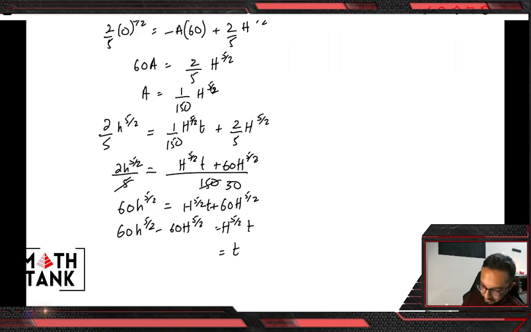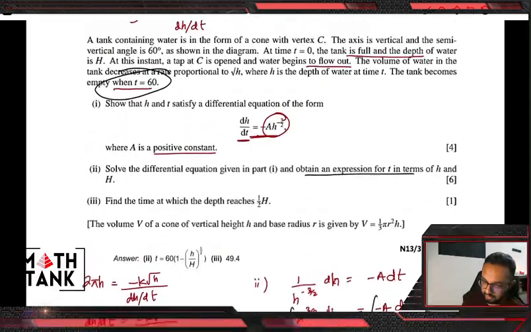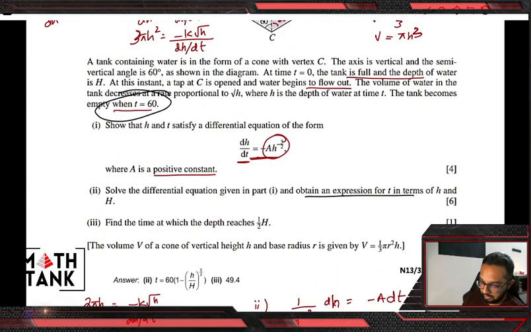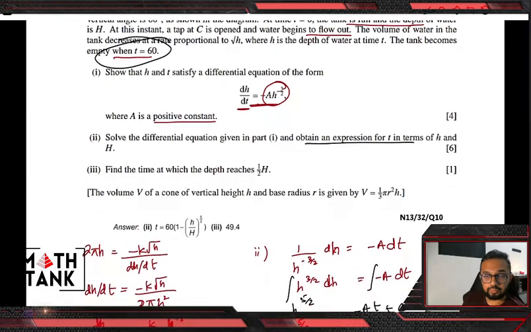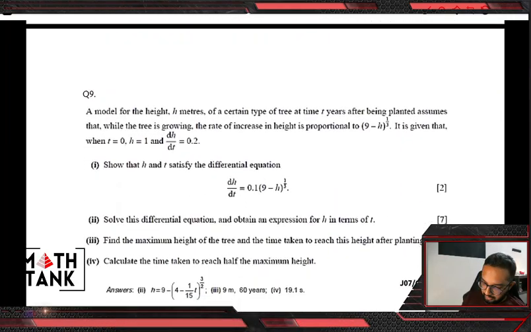It's more or less like the same question that I did before. There's a minus here. So that's 60 minus 60h. Okay, so that's the correct answer. You can go back and look at this question.